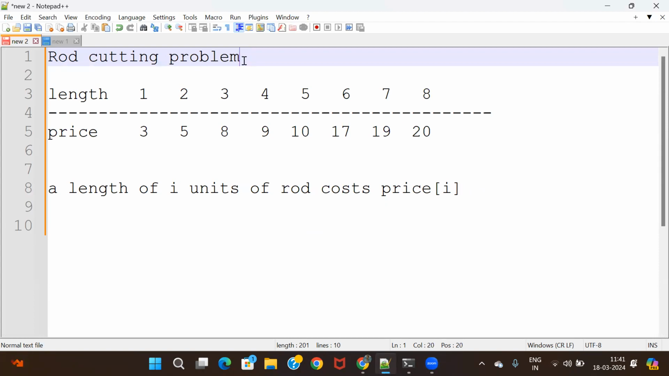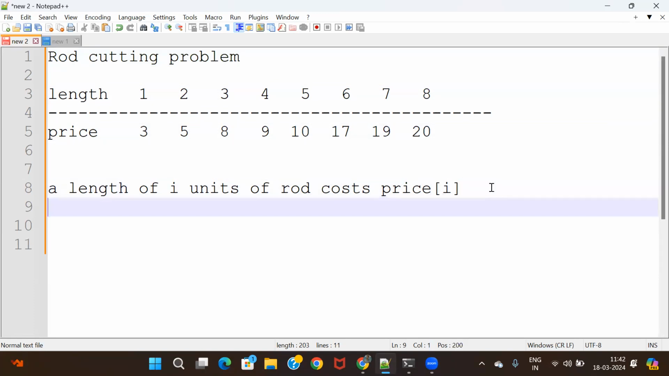Let us solve a simple problem to demonstrate both recursion as well as dynamic programming. It is a well discussed problem on the internet in many public domains. Rod cutting problem. A rod of length i units has a price. Length of 1 meter is priced at 3. Length of 2 meters is priced at 5 and so on.